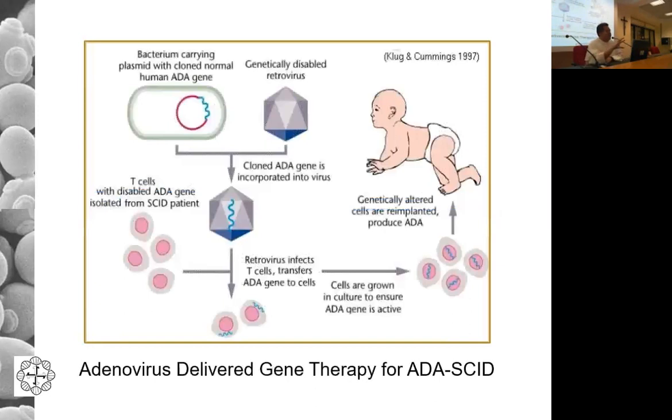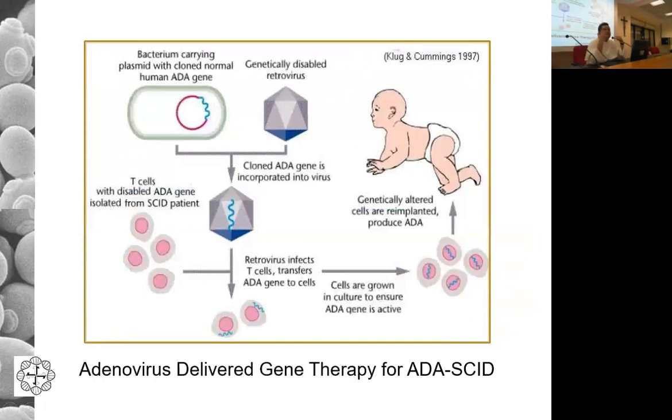This is a slide describing how gene therapy was imagined in the 1990s. What you have here on the left is a bacteria carrying a normal human ADA gene. And on the right, you have a virus, a retrovirus that has been genetically altered, changed, so it cannot cause disease. The idea here is that you take the human normal ADA gene and you put it into the virus. The virus is then used to infect T cells from the patient.